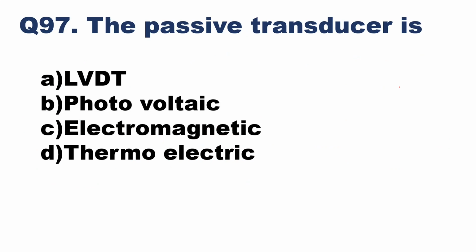The passive transducer. The options are option A, LVDT, linear variable differential transformer. Option B is photovoltaic. Option C is electromagnetic. Option D is thermoelectric. So out of this, the passive transducer is LVDT. That is option A is the right answer. That is linear variable differential transformer.